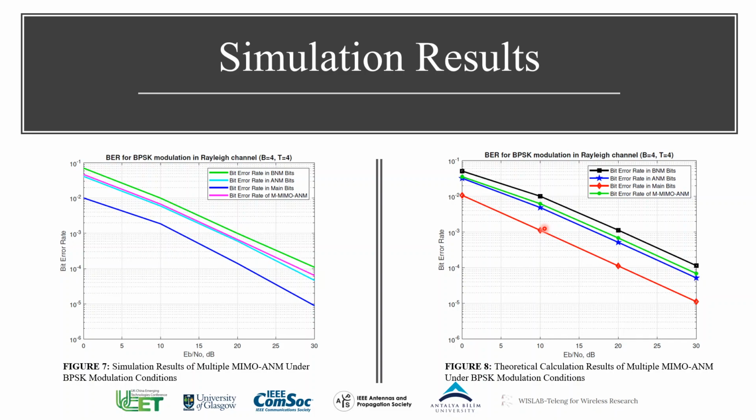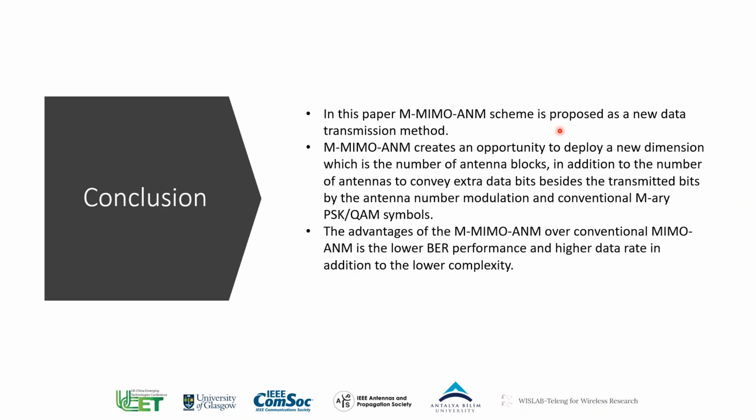So in conclusion, in this presentation, we are proposing the multiple MIMO-ANM scheme as a new data transmission method, and it creates an opportunity to deploy a new dimension, which is the number of antenna blocks, in addition to the number of antennas, to convey extra data bits besides the bits transmitted by the antenna number modulation and conventional M-ary PSK/QAM samples. The advantages of the multiple MIMO-ANM over the conventional MIMO-ANM are lower bit error rate, higher data rate, and lower complexity.